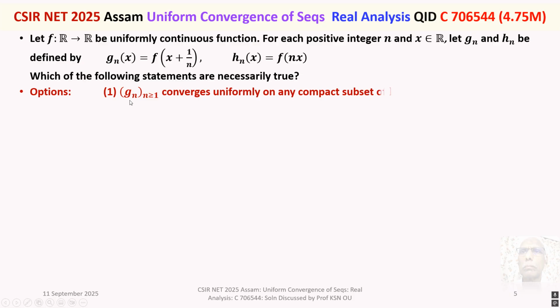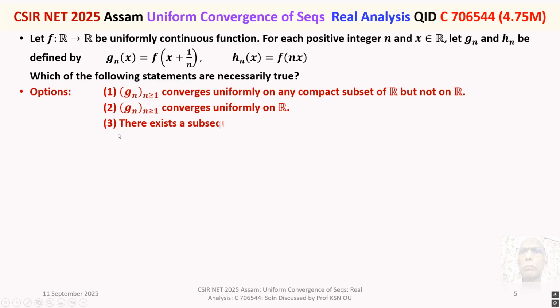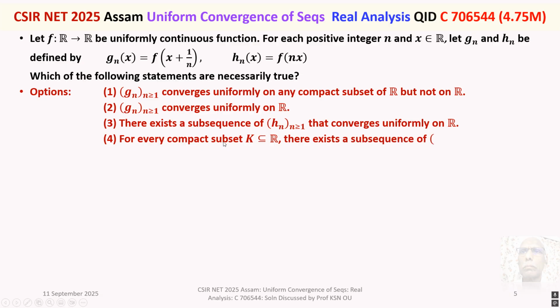Option 1, the sequence Gn converges uniformly on any compact subset of R but not on R. Option 2, the sequence Gn converges uniformly on R. Option 3, there exists a subsequence of the sequence Hn that converges uniformly on R. Option 4, for every compact subset K of R, there exists a subsequence of the sequence Hn that converges uniformly on K.